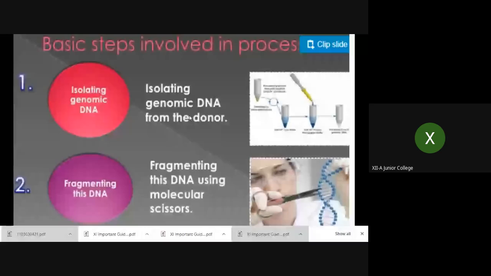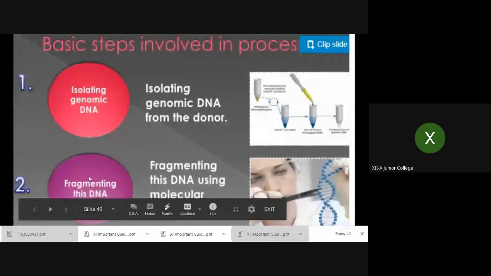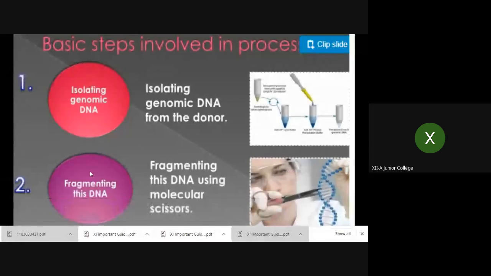These are the vials shown where this material is isolated, is taken. The material which is isolated from the donor DNA is taken, right? At the same time, the vector also is isolated from the bacterial cell, suppose plasmid. Then next is cutting. That means what? Fragmentation. Fragmentation of DNA using molecular scissors.